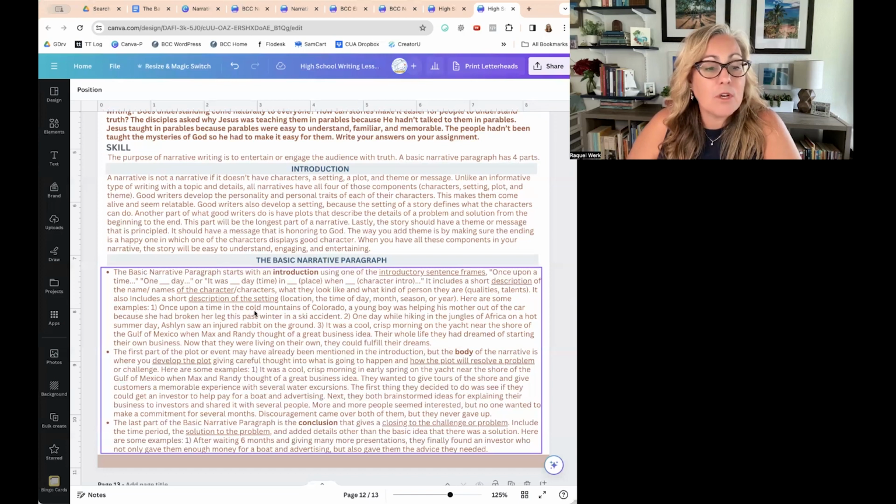Once upon a time in the cold mountains of Colorado, a young boy was helping his mother out of the car because she had broken her leg this past winter in a ski accident. Now that has a lot of details. That starts with once upon a time. It's got the setting of Colorado, but not just in the state of Colorado, but in the mountains where it is cold. And then we have the characters, a young boy, and what he was doing, which tells us what kind of person he is.